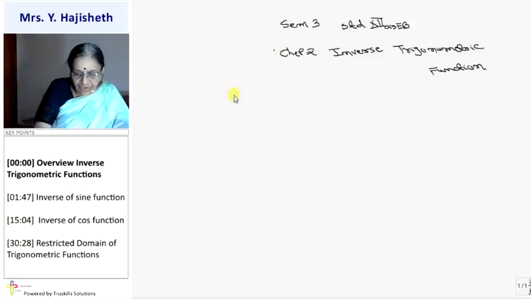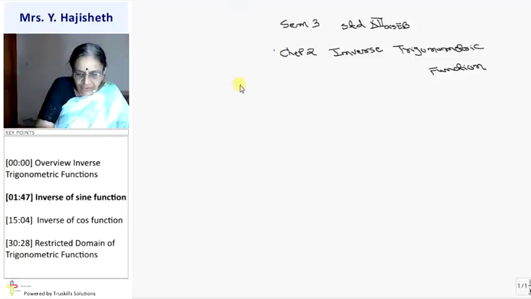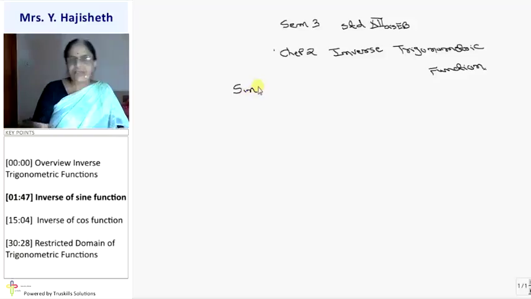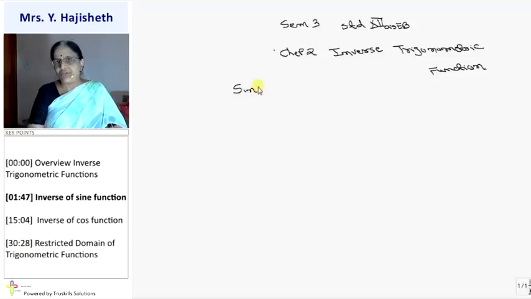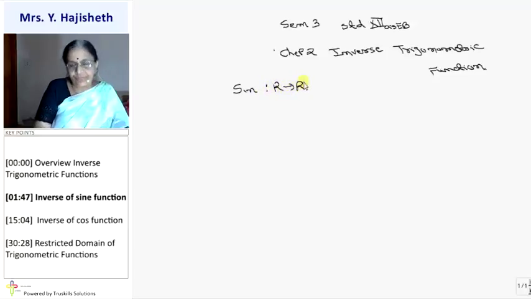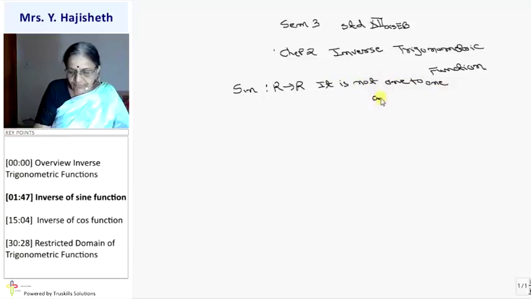So we should define the sine function in a restricted domain. We have to fix up the domain in such a way that in that domain the sine function behaves like a one-to-one function. Actually we know sine is a function from R to R. It is not one-to-one and not even onto.